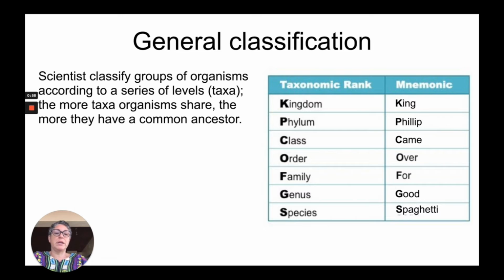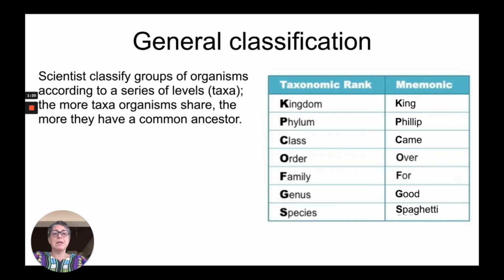That is the broadest grouping that will have millions of organisms in it. And then each succeeding level will break those organisms up into further and further separation in order to end up with just one organism at the species level.